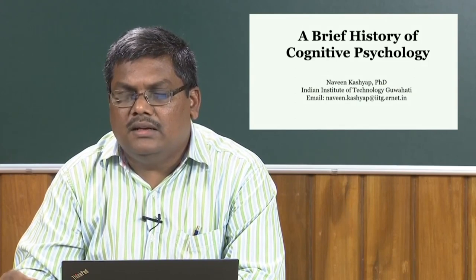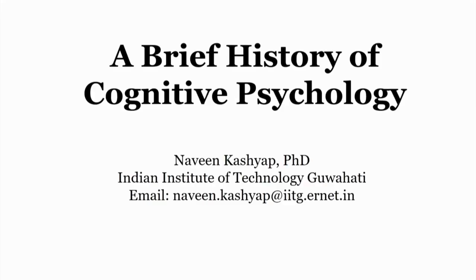We will also venture a little bit into something called language, which is how people use signs and symbols to communicate ideas between them, because communication of ideas, or whatever one thinks, whatever cognition one has, sharing that cognition with other people is also central to the idea of psychology. So, let us then move quickly into a brief history of cognitive psychology.